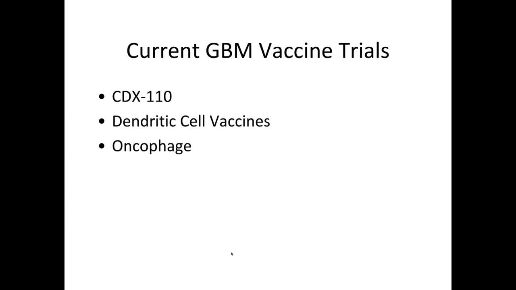Now, in terms of the vaccine trials, there are many vaccine trials that are ongoing in glioblastoma or are just completed. I think the three most prominent trials are what's called the CDX-110, which is also known as the EGFRvIII vaccine. There are some dendritic cell vaccines, and then there's something called the heat shock protein or the Oncophage.